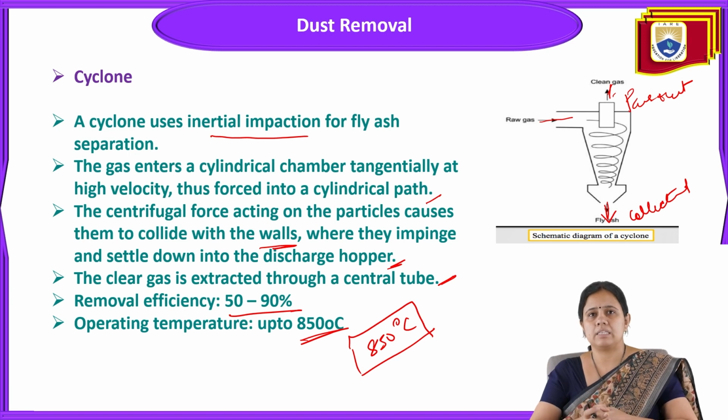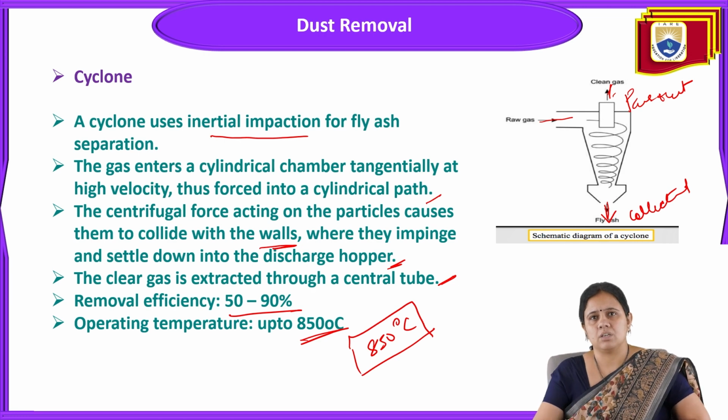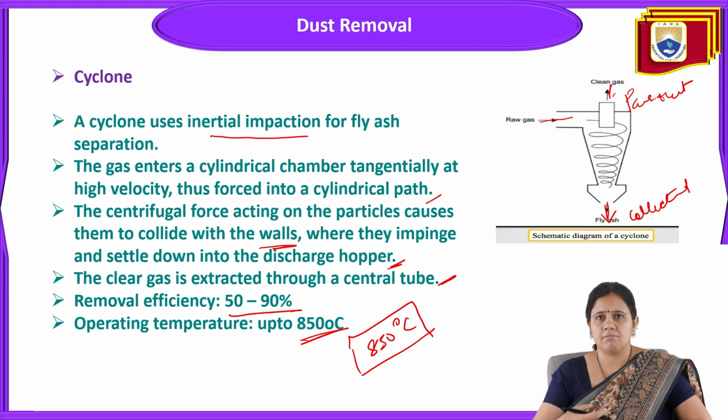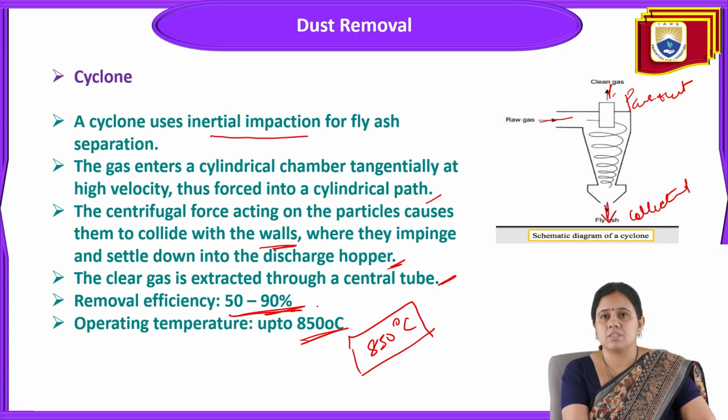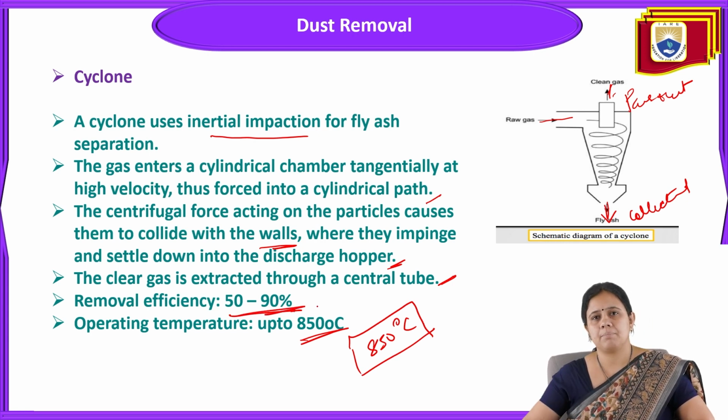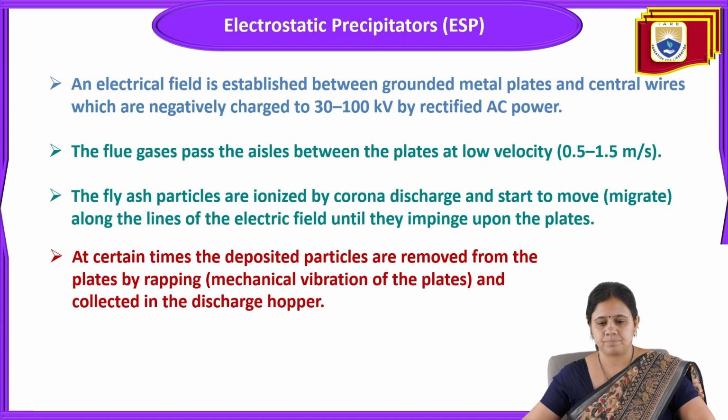This cyclone precipitator has been installed basically to filter out the fly ash. The flue gas enters into a cylindrical chamber, then tangentially, with a very high velocity, it is forced into a cylindrical path. The centrifugal force acting on the particles causes them to collide with the walls, where they impinge and settle down into the discharge hopper. The clear gas is then extracted through the central tube, and its removal efficiency is 50 to 90%. Operating temperature is up to 850 degrees Celsius.